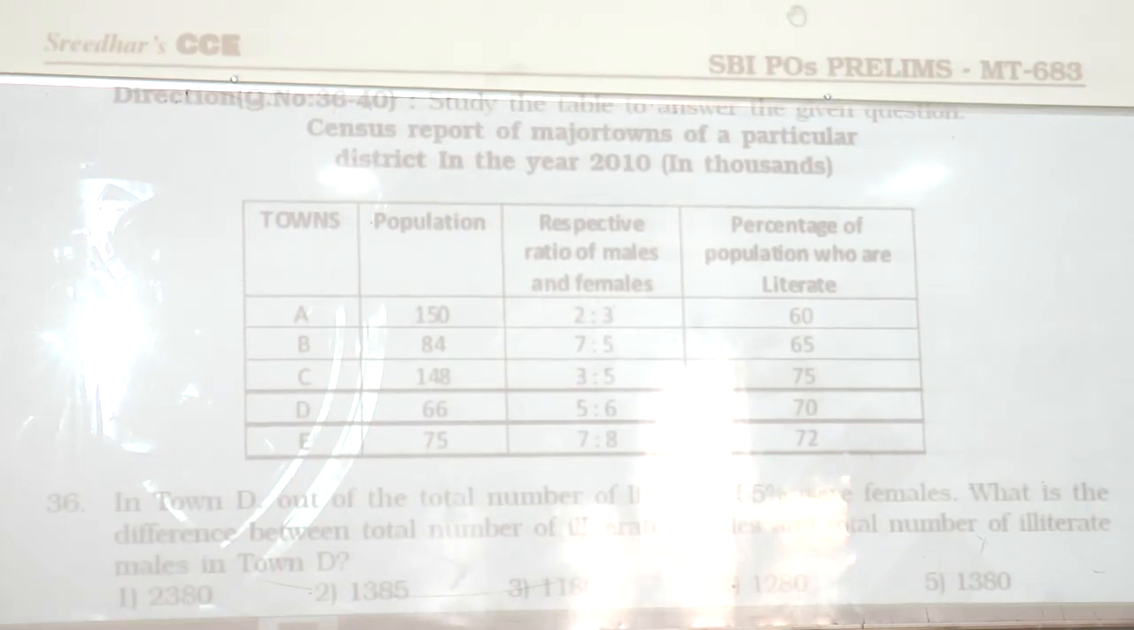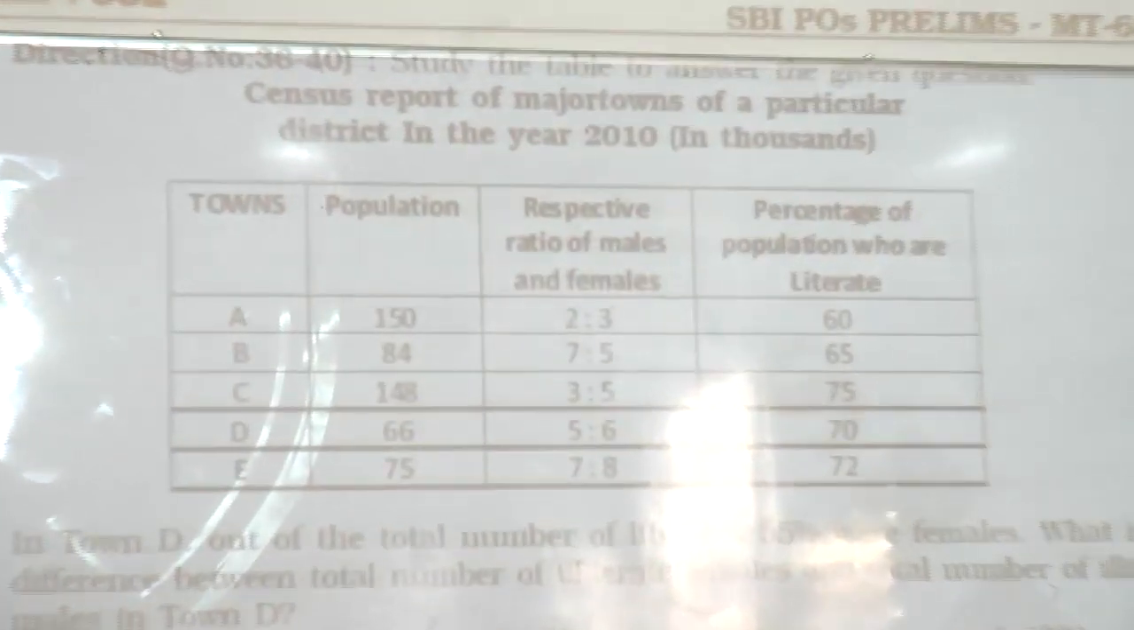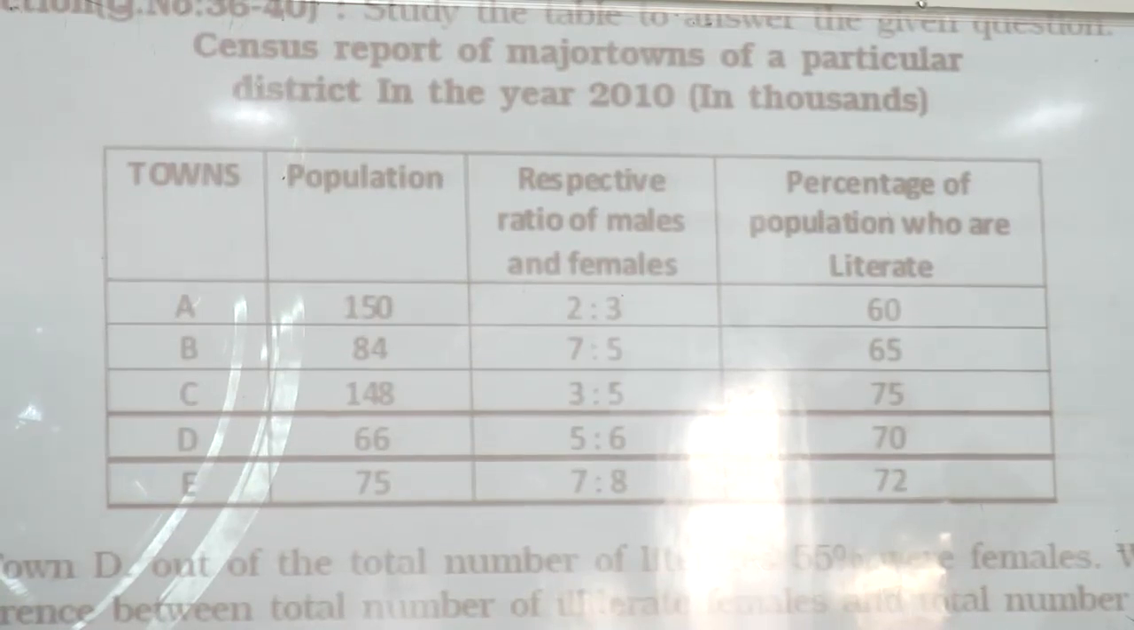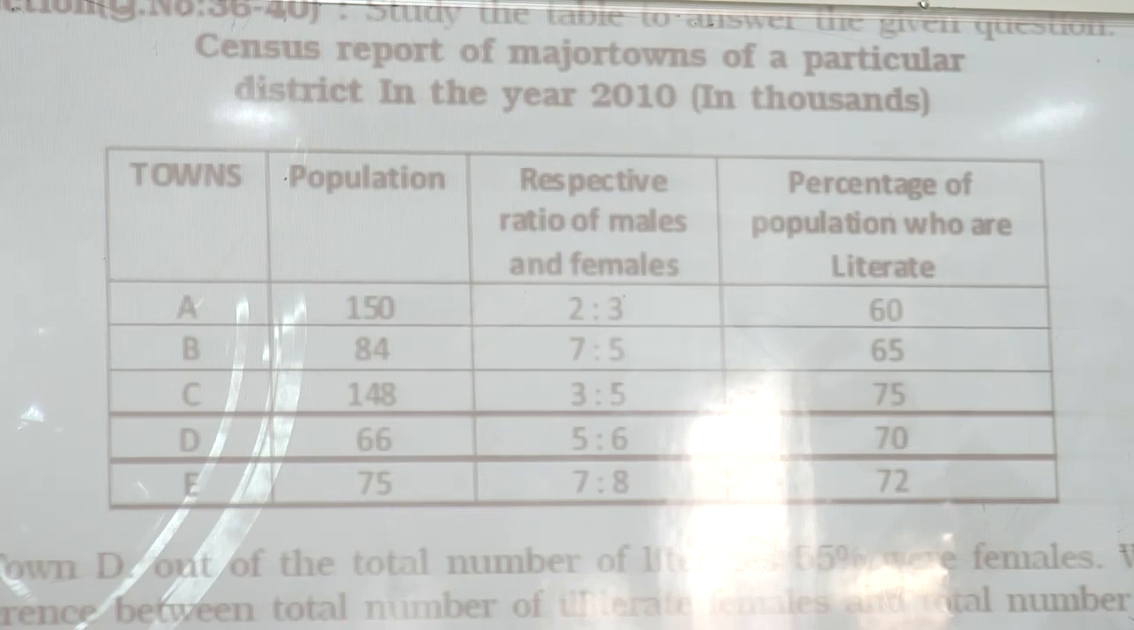Questions 36-40. Census report of major towns of a particular district in the year 2010. We have 5 towns, population, ratio between male and female, percentage of who are literates. Literacy percentage is also given. Fine. Question number 36. In town D, out of the total number of literates, 55% are female. What is the difference between the total number of illiterate female and the total number of illiterate male in town D? Right, you are asked about illiterate.